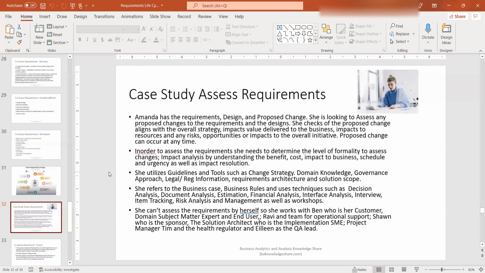She can't assess the requirements all by herself, so she works with Ben, who is a customer and domain subject matter expert, and end user Ravi and team for operational support, Sean, who is a sponsor, the solution architect, who's the implementation SME, project manager Tim, and the health regulator, as well as Eileen, who is the QA lead.